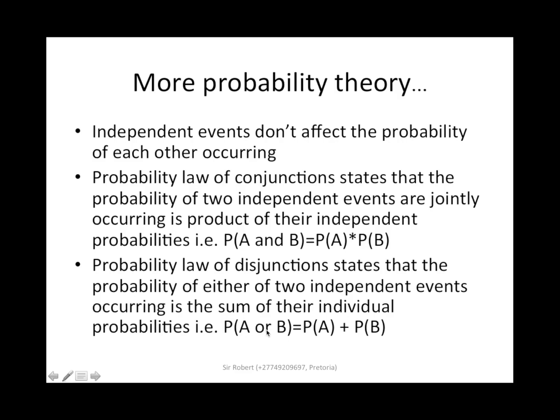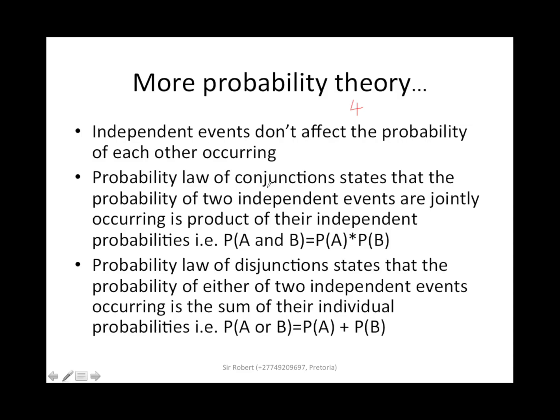More probability theory. Independent events don't affect the probability of each other occurring. So it means if I throw a die and get a 4, it does not affect the probability of getting another 4. As long as I'm using a fair die, whenever I throw the die, the probability is always going to be 1/6, in this case when you're saying getting a 4. So whatever happens in one situation does not affect the other situation.